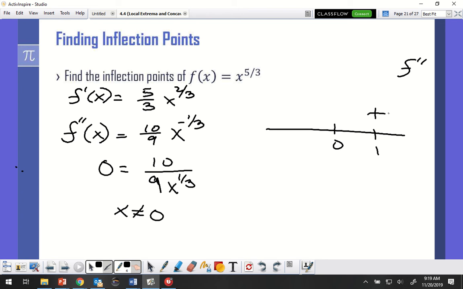It's going to give me what? It's going to give me a negative, isn't it? So I can put negative 1 in here, so the cube root of negative 1 is negative 1, because negative 1 times negative 1 times negative 1 is negative 1. Okay, so negative 1 here, so that's going to make it positive 10 over negative 9, so that's a negative on the other side. So that means it's changing concavity at 0.